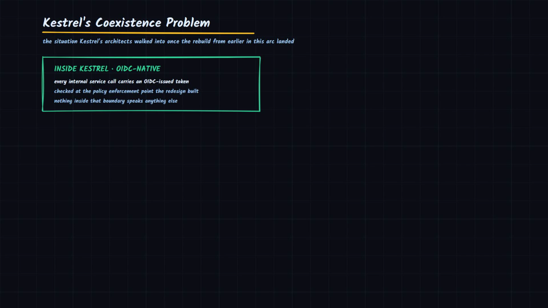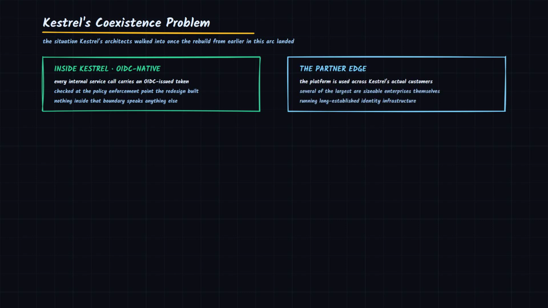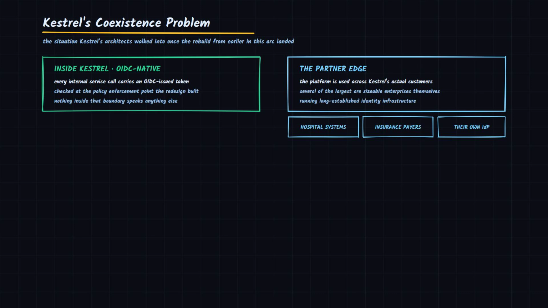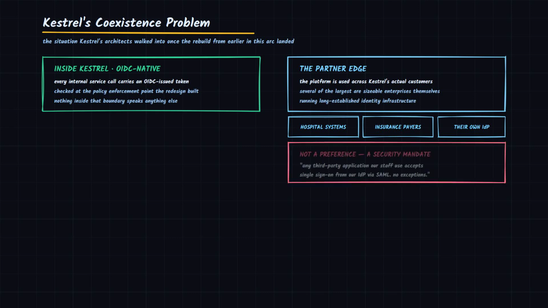What isn't finished is the edge facing Kestrel's actual customers. Kestrel's platform is used across hospital system partners and insurance payer partners, and several of the largest are themselves sizable enterprises running their own long-established identity infrastructure. Their security policy on this point isn't a preference, it's a mandate. Any third-party application their staff use, including Kestrel's, accepts single sign-on from their identity provider via SAML, full stop, no exceptions negotiated for one vendor.